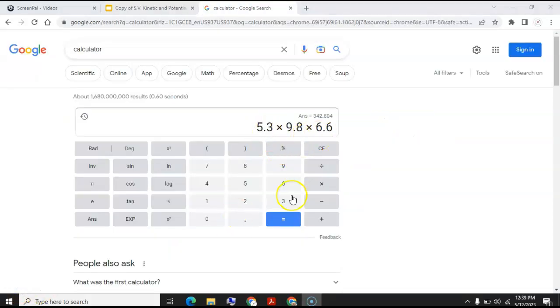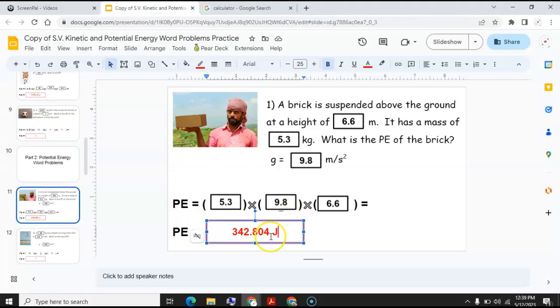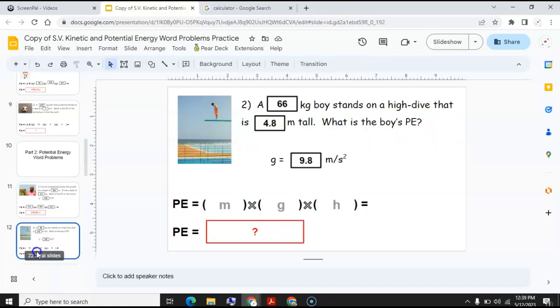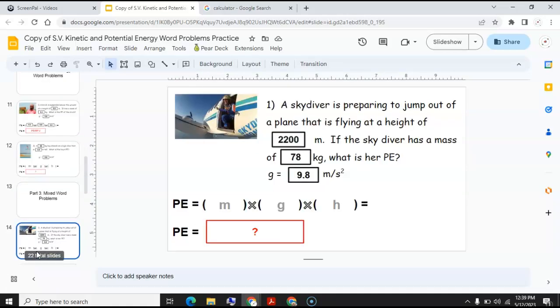Okay, so we plug that into the calculator, and we get this as our answer, 342.804. And don't forget that unit there, joules. Don't forget the unit for energy is joules. Now you can try the problem on slide 12. Once you've done that, the rest are mixed problems, and you're going to do all of these on your own.